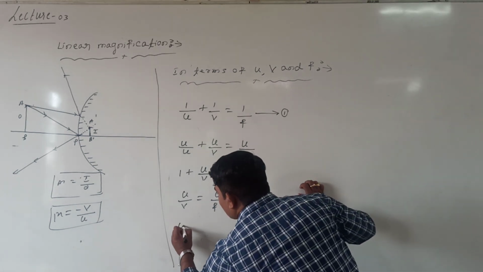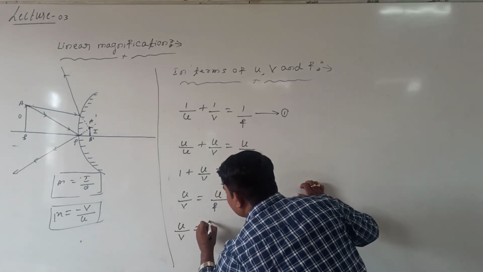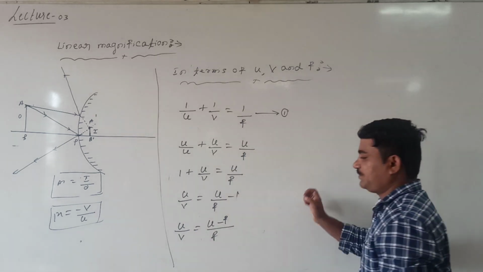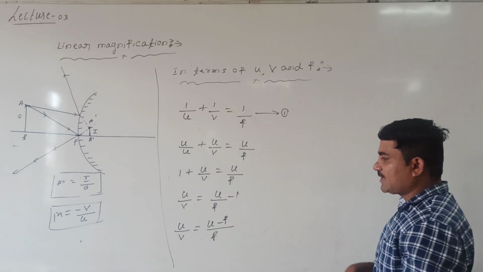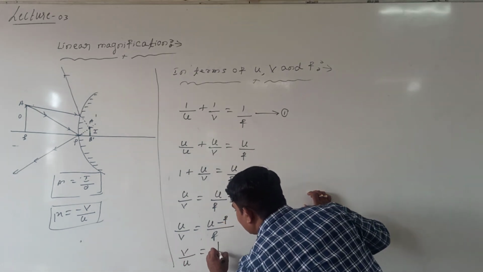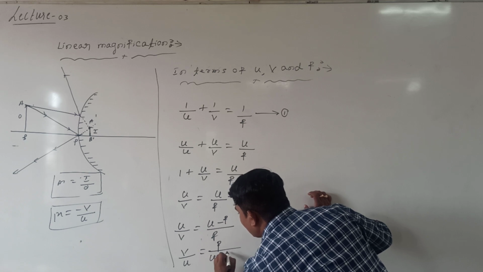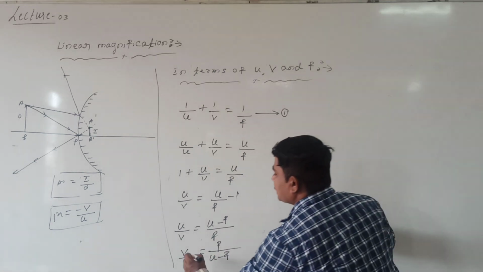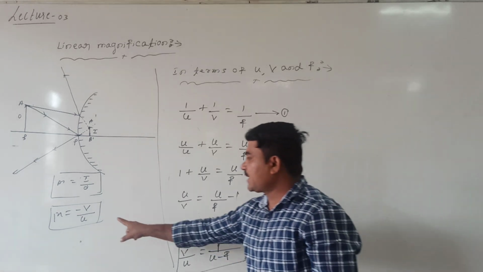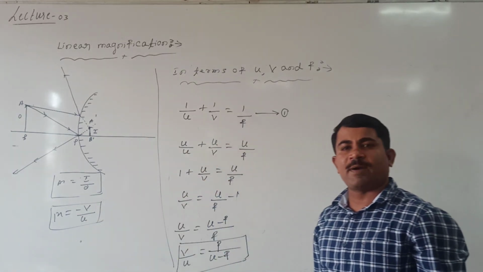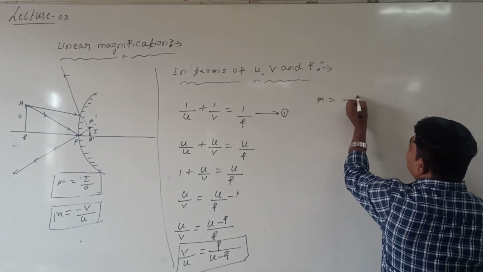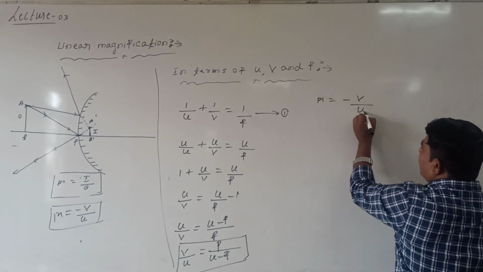Or again, U divided by V is equal to U minus F divided by F. Or else make it reverse. Reverse means V divided by U is equal to F divided by U minus F. Remember this point. But we got this formula, M is equal to minus V by U. Linear magnification is equal to minus V divided by U.